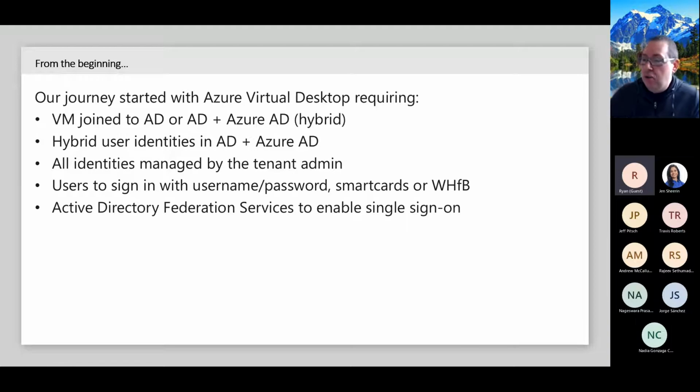Outside of that, all the identities had to be managed by the tenant admin. Another way of saying that is that we still don't support external identities today. Users had to sign in with username and password primarily, or in some cases we supported smart cards and Windows Hello for Business, limited to Windows Hello for Business with certificate trust in general, which aligns more with smart cards.